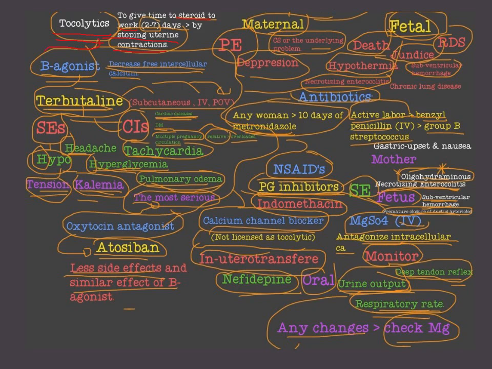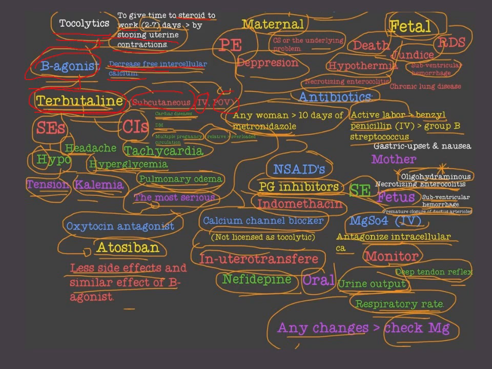The first example of tocolytics is beta-agonist. Beta-agonist mechanism of action is decreasing free intracellular calcium. Okay. The most famous example of beta-agonist is terbutaline. Terbutaline is given by IV line or subcutaneous or orally. So 3 routes of administration.